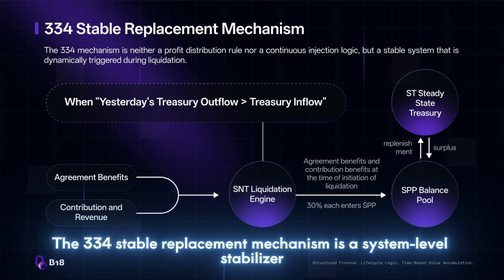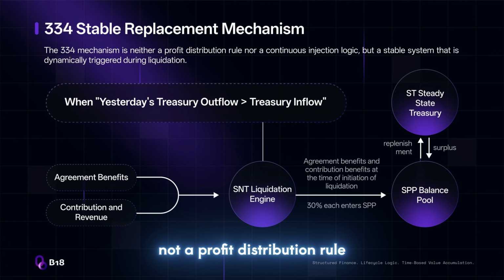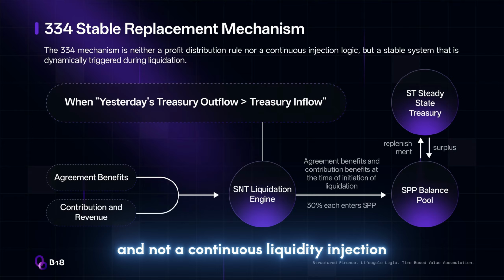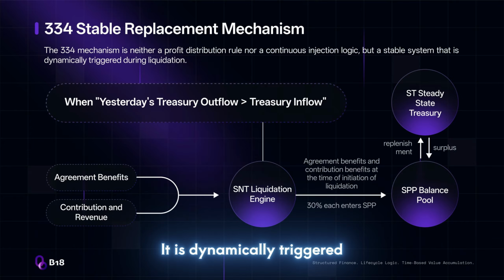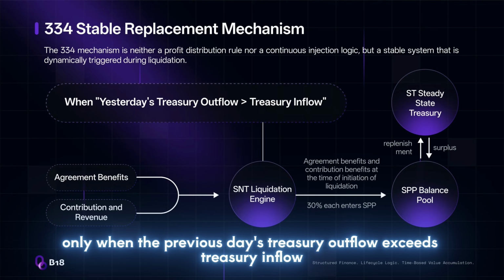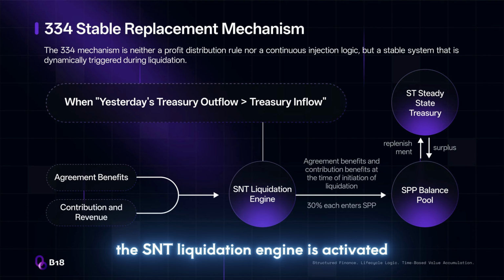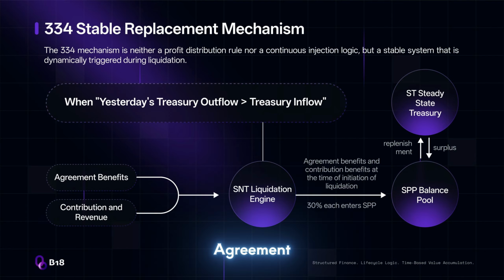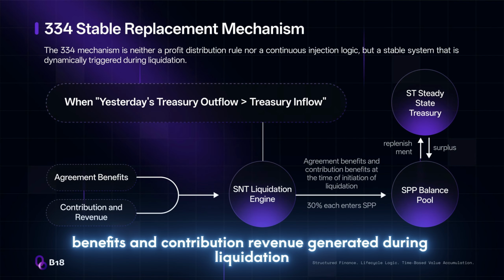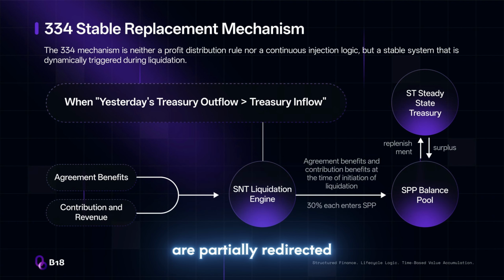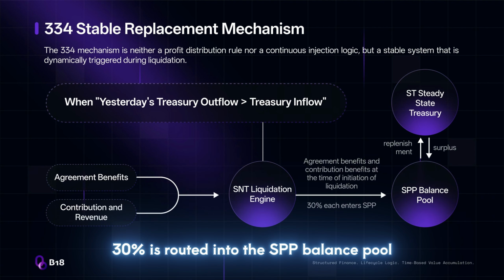The 334 stable replacement mechanism is a system-level stabilizer, not a profit distribution rule, and not a continuous liquidity injection. It is dynamically triggered only when the previous day's Treasury outflow exceeds Treasury inflow. When this condition occurs, the SNT liquidation engine is activated. Agreement benefits and contribution revenue generated during liquidation are partially redirected. 30% is routed into the SPP balance pool.